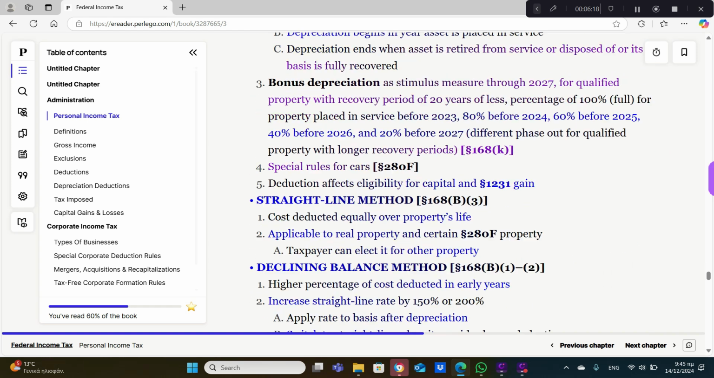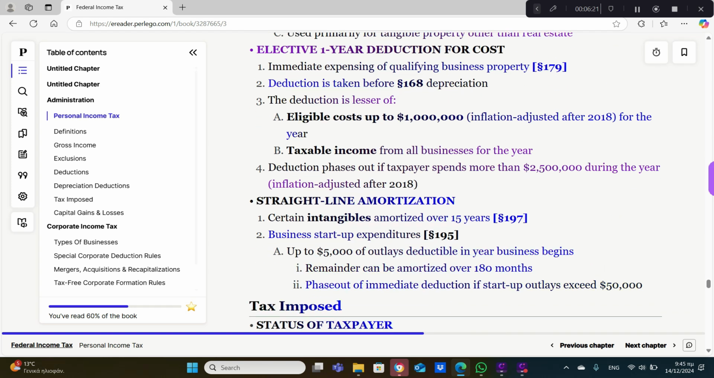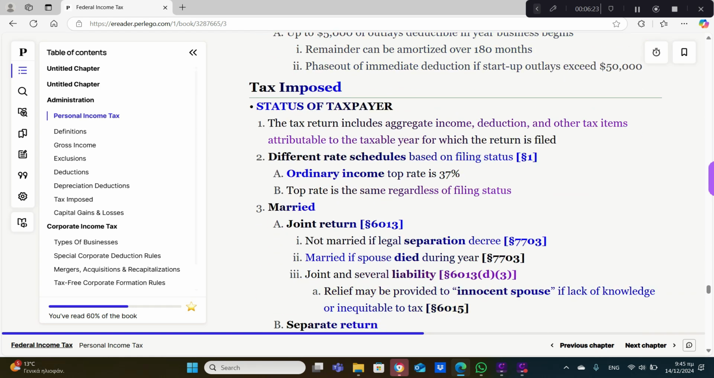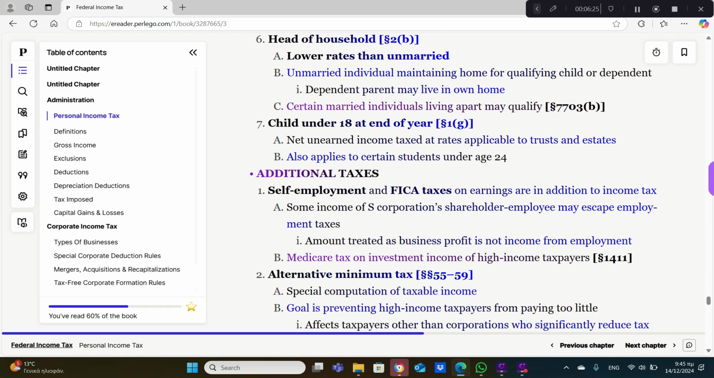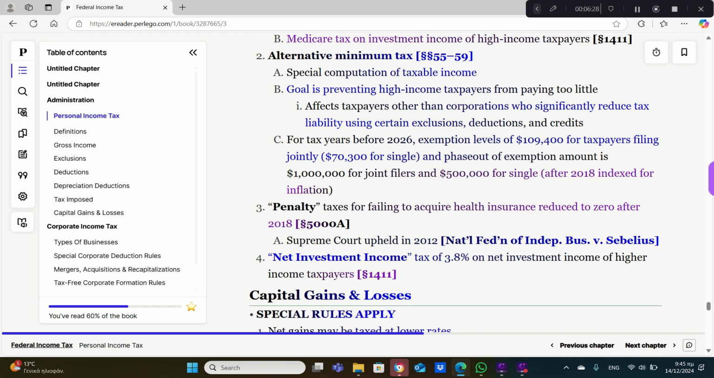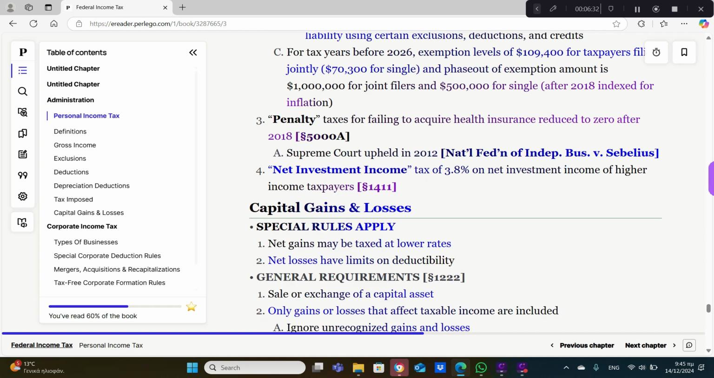14. Tax-free corporate formation rules. Covers the tax benefits of forming a corporation. Contributions of property in exchange for stock are typically tax-free under Section 351 of the Internal Revenue Code.